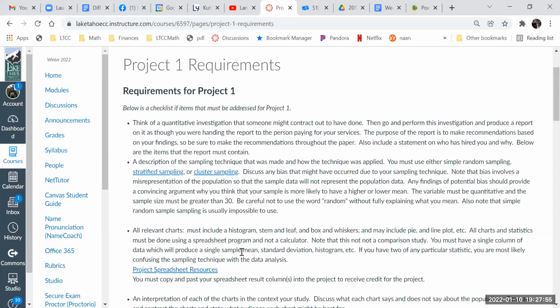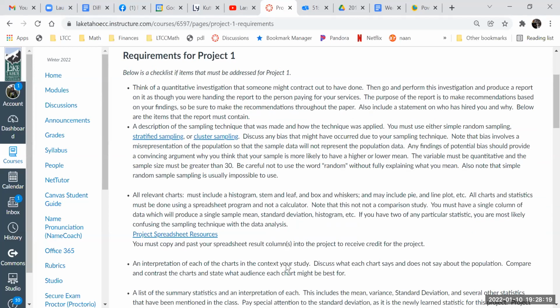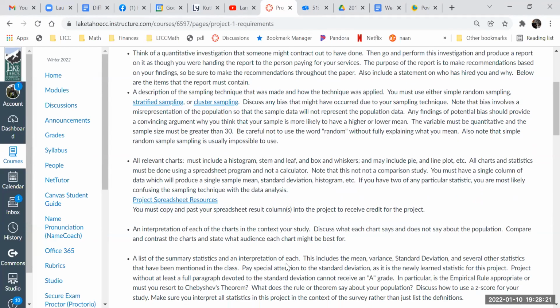Okay. Good question. I'm going to get to that question in a little bit. Can you check in with me before you send it in? And I'm going to show you how. Okay. And it's not an absolute requirement, but it's a very strong recommendation. So if you have 2 of any particular statistic, you're most likely confusing the sampling technique with the data analysis. Any questions on that?